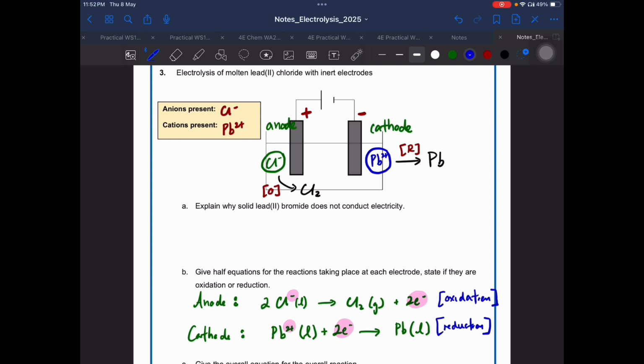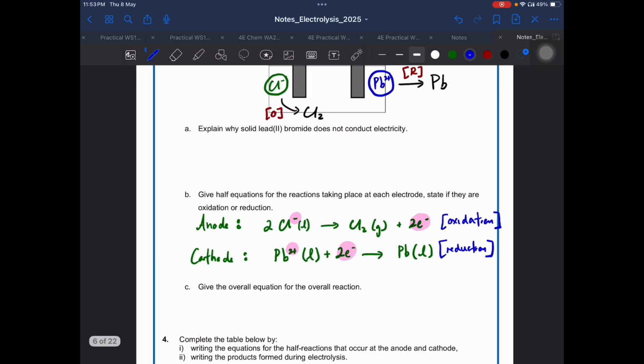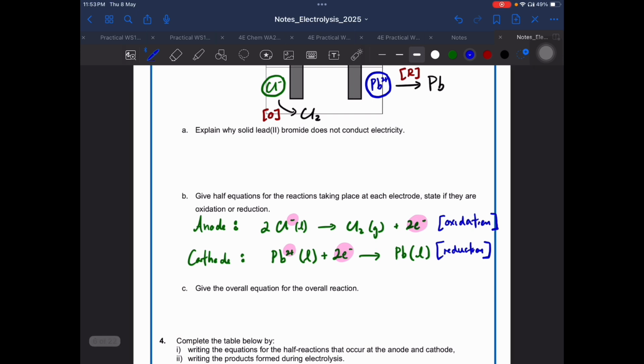Alright, so these are what I call half equations. We represent what happens at each of the electrodes, right? And we have the electrons inside. Now, to construct the overall equation. If you recall, the important thing is to make sure that the electrons must match. In this case, it matches. So once it matches, what we can do is we combine all the reactants together. So 2Cl minus plus lead 2 plus 2e minus. So these are all the reactants. Products wise, chlorine gas plus 2e minus plus lead liquid. Right? Then now we start to cancel things that are being repeated.